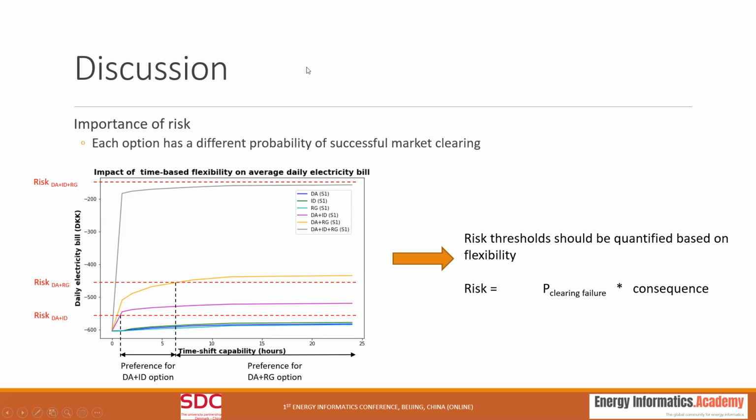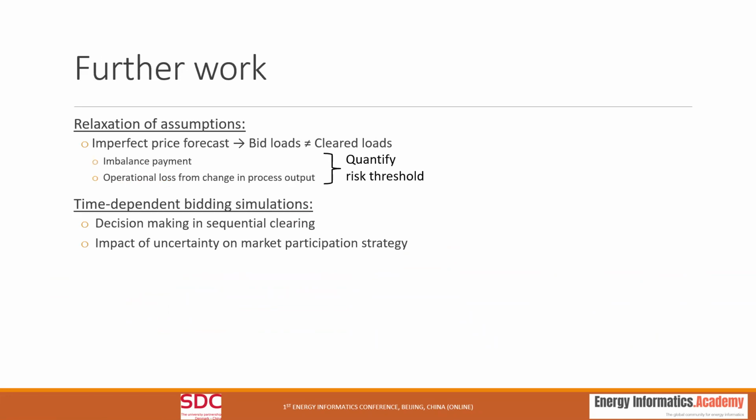Of course, this requires you to quantify your risk with a probability of clearing failure times the consequence of a failure. But those are behavior dependent, and that's a large reason why we haven't included it in this quantitative approach in this study. So that's obviously going to be further work. What happens when your bid loads are not equal to your cleared loads in terms of operational loss and in terms of imbalance payments? How does that impact the risk threshold for each market option?